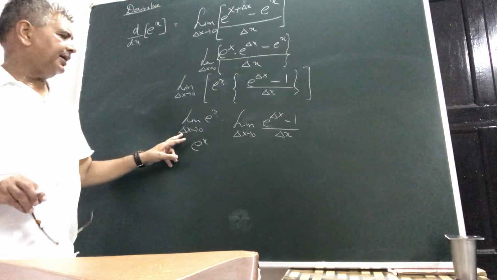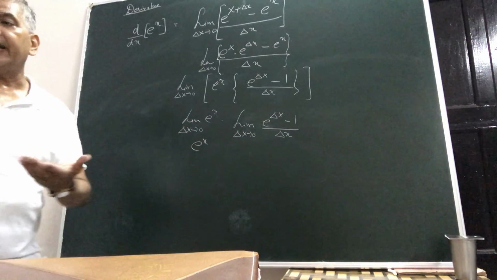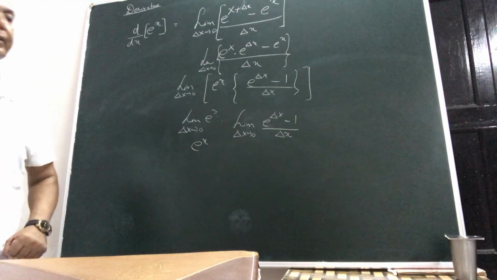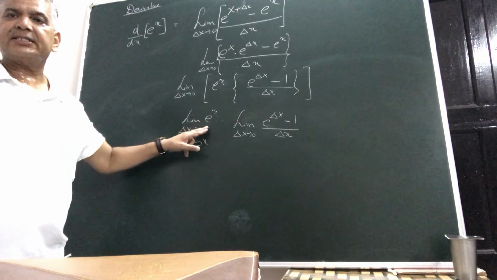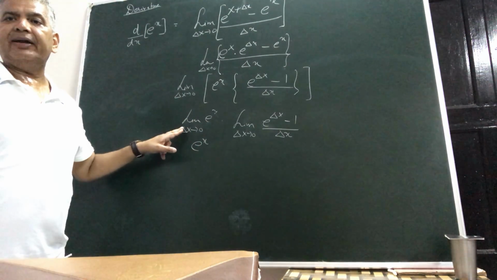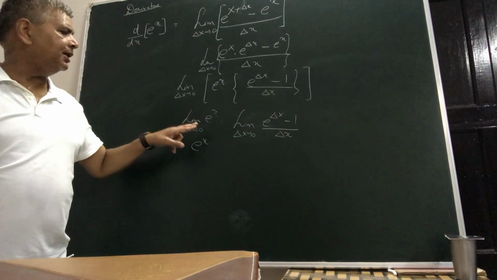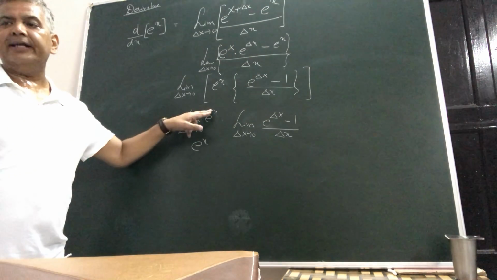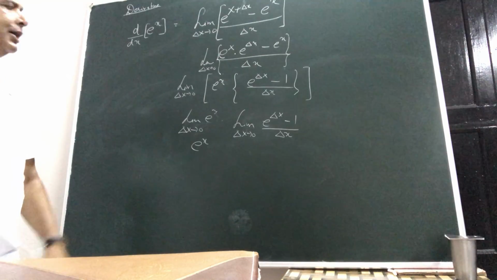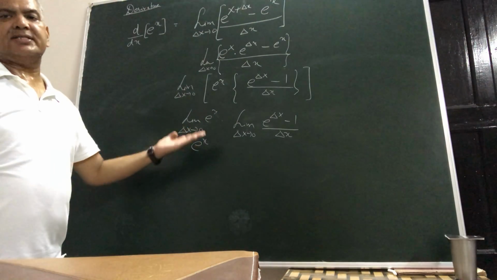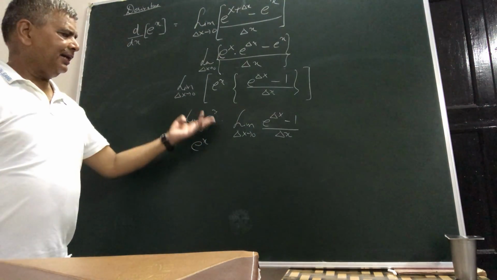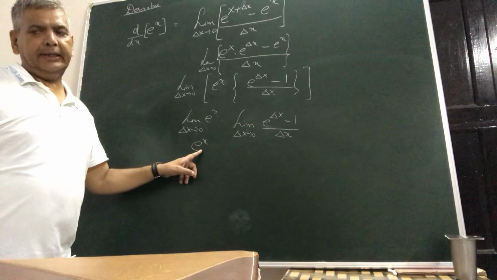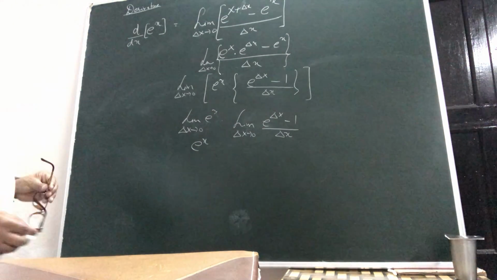See, in e raised to power x you don't have delta x anywhere, and as such this is constant. When under the limit, when delta x tends to 0, you are taking e raised to power x, and nowhere is delta x coming, so it is just like a constant, and you can take it outside the limit, so it is nothing but e raised to power x. Please see, it is constant.